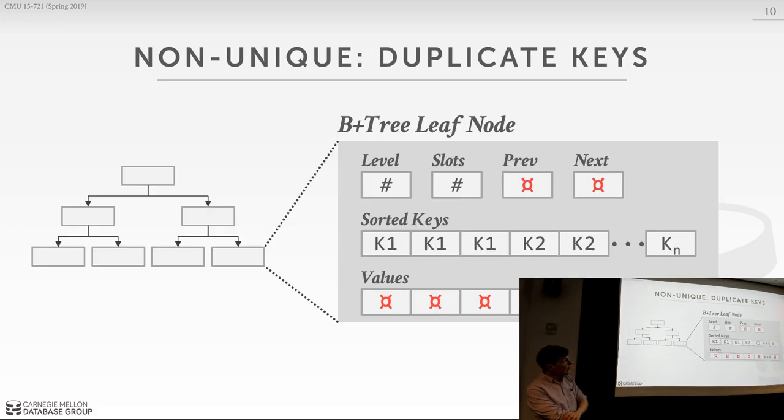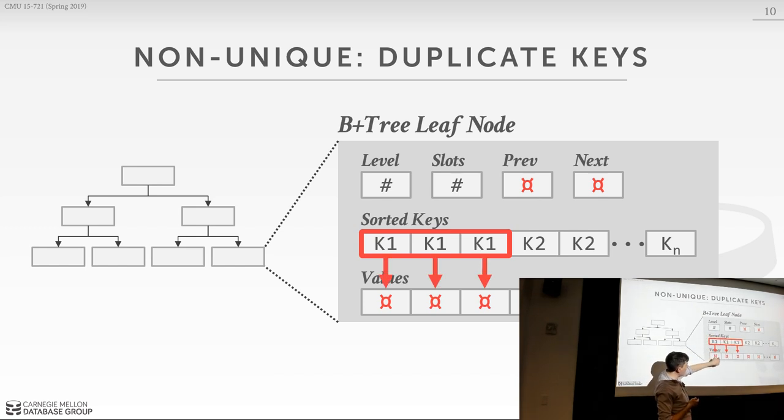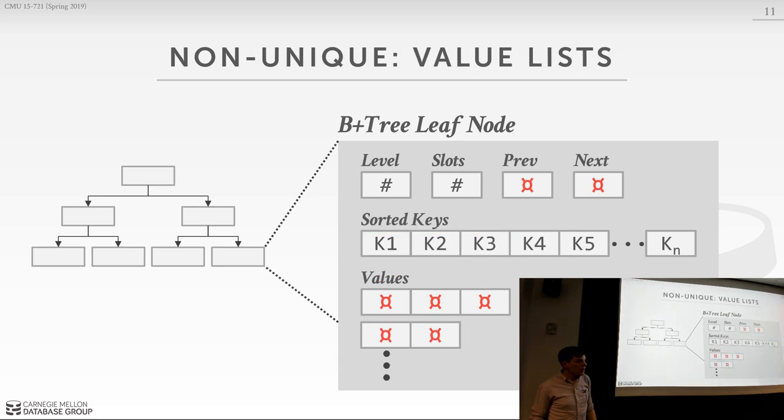Visually, it looks like this. Here's the case when you have duplicate keys. Here's my sorted key array, and I have the key K1 stored multiple times, and then the value array, again, these are just offsets. These offsets say that this key is mapped to this offset here, and then this is the pointer to our tuple. In the case of value lists, every key only exists once, and these are now pointers to some arbitrary variable-length list. For a given key, here are all the value pointers to it.